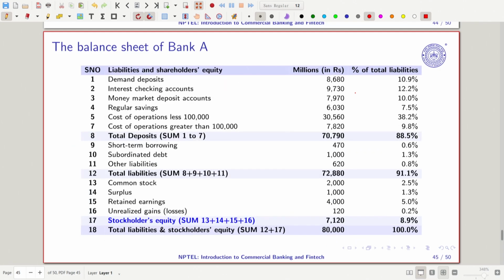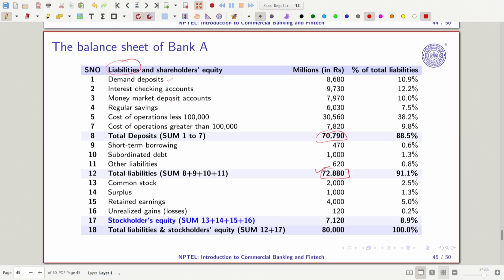Liabilities and shareholders equity is this. So here it is mentioned 1 to 7. So here it is 70,790, and total liabilities is this 72,880. If I sum this up, 8, 9 plus 10 plus 11. So in this case, let's go one by one. So here we have first the demand deposit. So liabilities I mentioned and shareholders equity. So demand deposit I have here.